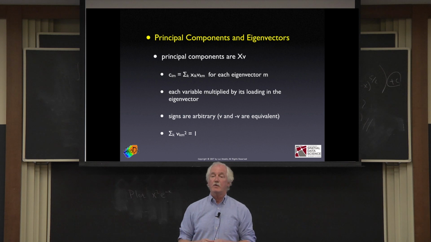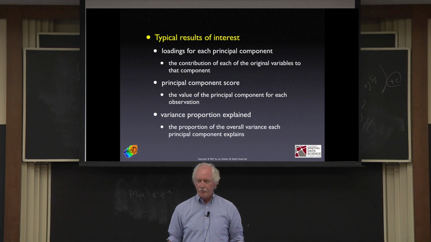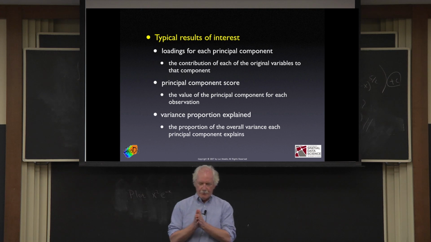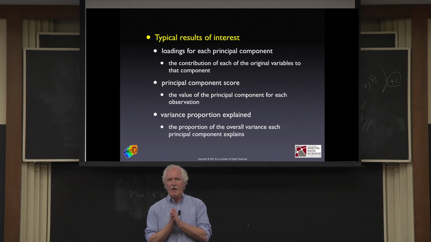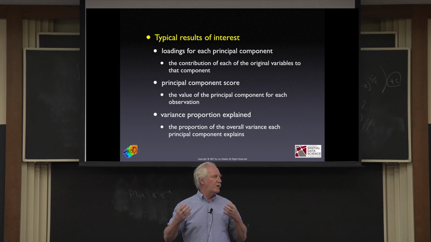The squares of the coefficients have to add up to 1. If they don't, then it is a mistake, right? So that's just a little formalism. What do we really want from these? A couple of things. We want to find out how these components are constructed. How are they made up? Which of the original variables contribute to them?